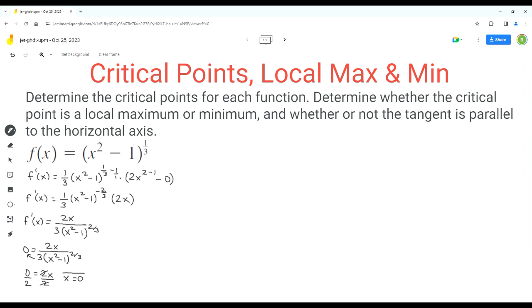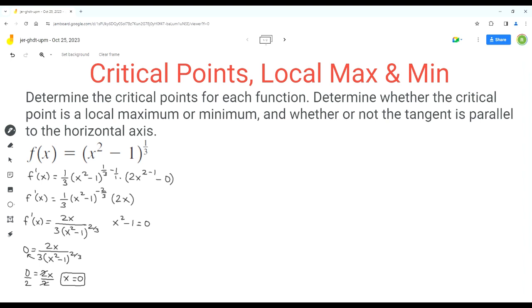So this is our first critical number. Now we should find the x values that will make f prime of x undefined. Now f prime of x will become undefined when the denominator of this expression becomes equal to 0. So for that, we should set the expression in the parentheses equal to 0 and find the x values that will make the denominator equal to 0.